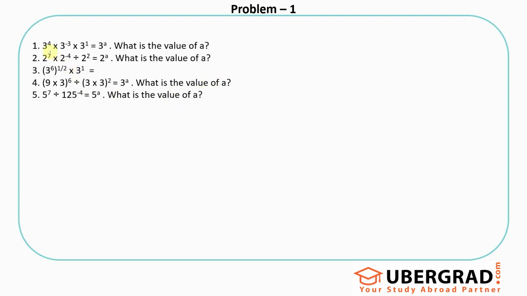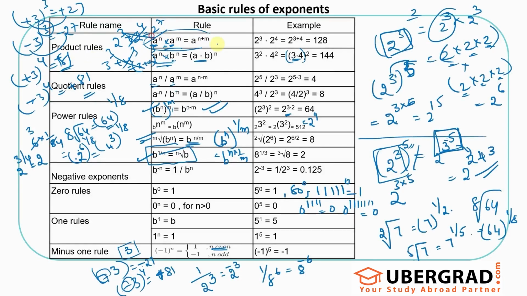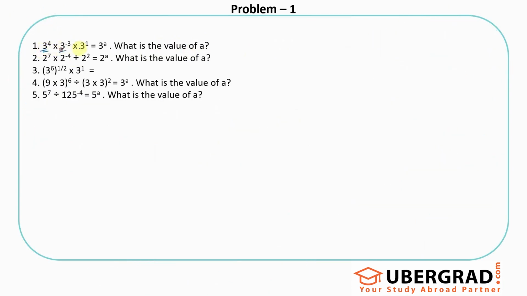So let's look at this. Is 3 power 4 into 3 power minus 3 into 3 power 1. This is the first property. Though we have only talked about 2, this works for all 3 also. Same bases, so this can be written as 3 power 4 plus minus 3 plus 1. 4 minus 3 is plus 1, plus 1 is plus 2, that is 3 power 2 equals 3 power a. When the bases are the same, the powers must be the same when I'm equating two things. 3 power 2 is equal to 3 power a only if a is equal to 2. So a is 2. That's the answer for the first one.